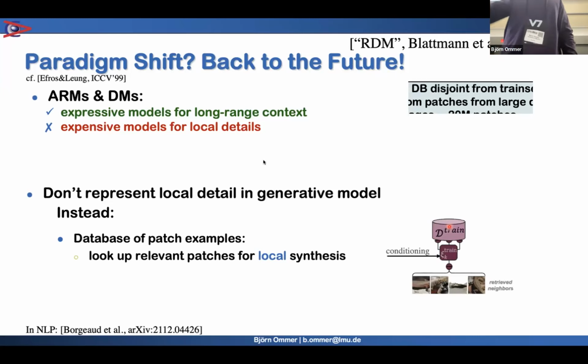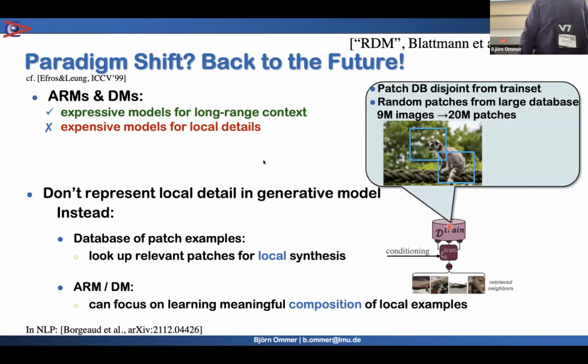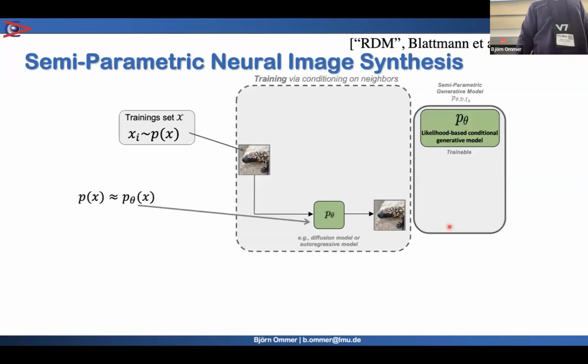So you try to do not everything out of the neural network, but have the neural network look at the database as it's synthesizing and use that as a grounding. And with that, the powerful likelihood model can actually concentrate on what it's great at, the composition of the scene, and does not have to memorize all these local details.